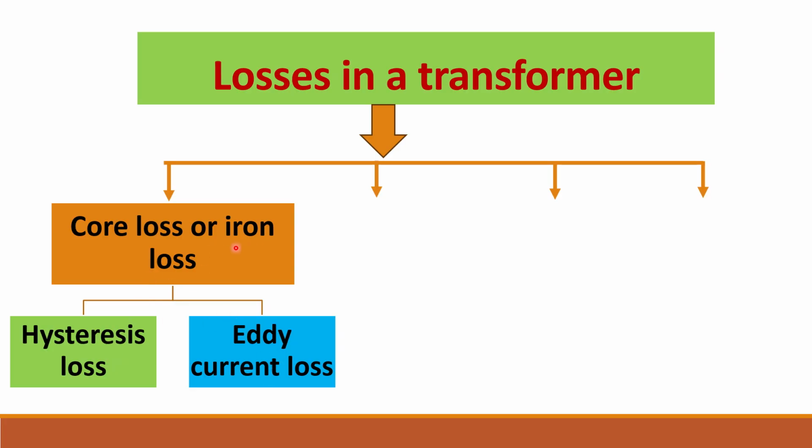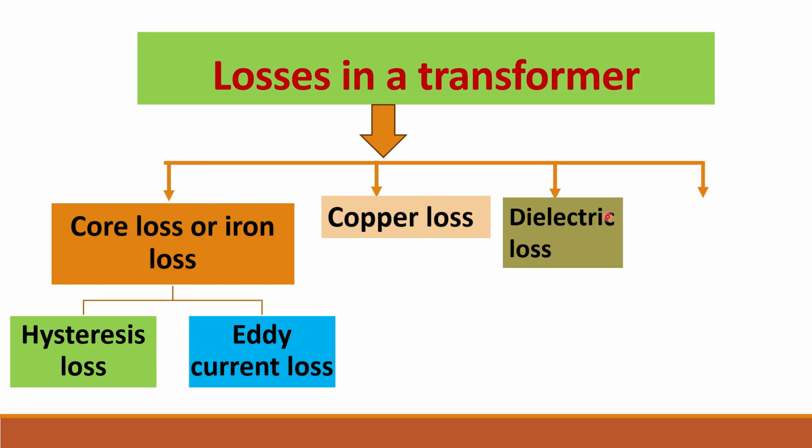So the core is made up of a magnetic material. So because of that, we have two types of core losses. Then we have copper loss in the winding. These two are major losses, and we have dielectric loss which occurs in the insulating medium, like the transformer oil we use. So in that some losses occur, we call it a dielectric loss, and the other one is stray loss which may be due to the leakage flux. So these two losses are very small compared to these two major losses.